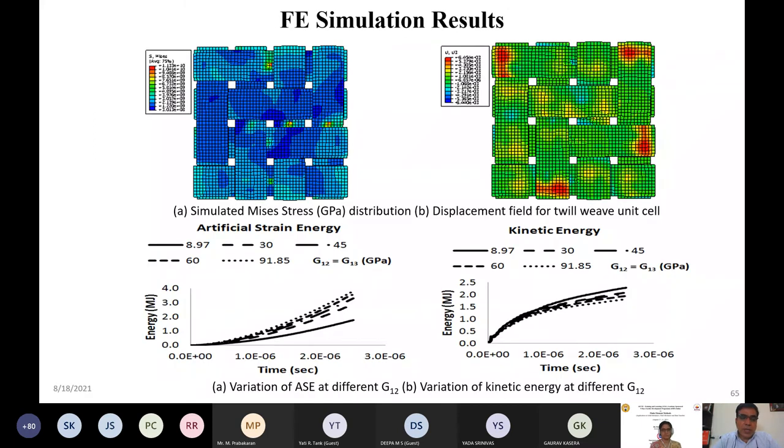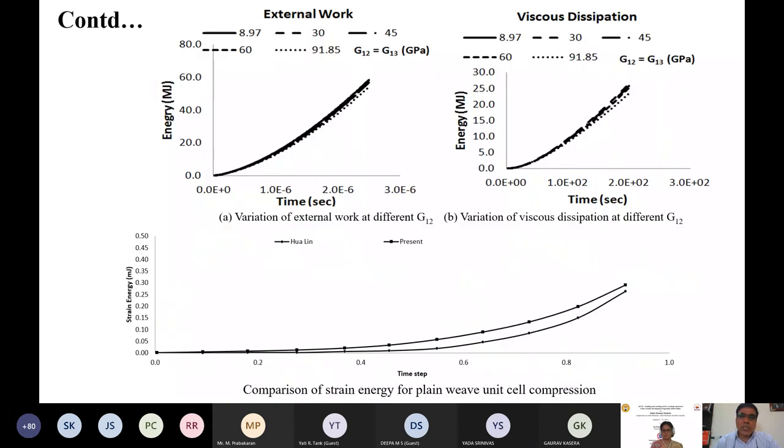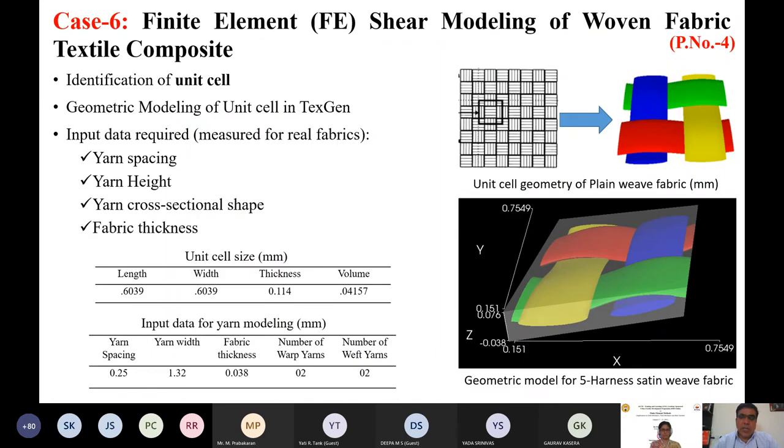Now what you are seeing here is a comparison of various work which has been done, with respect to various energy levels. Those kinds of simulation results you can see. So in terms of compression modeling, that has been done for the twill 2x2 carbon laminate.